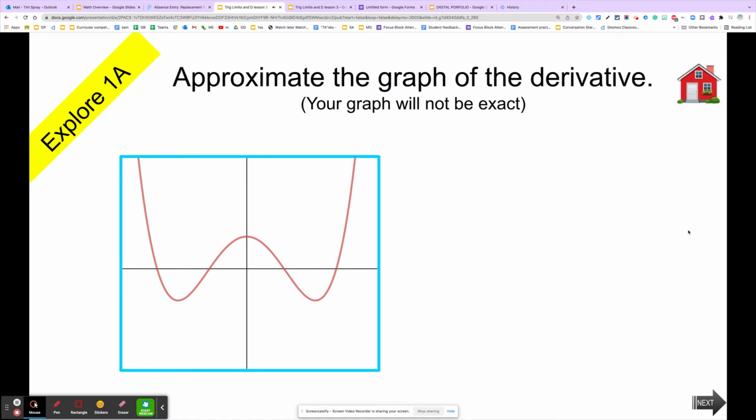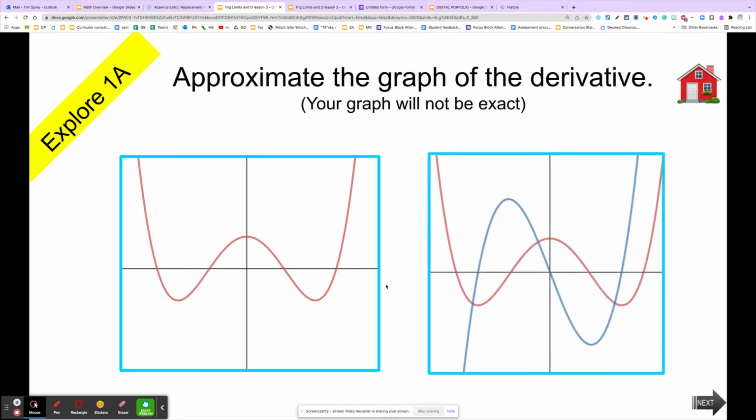Okay, so to warm up, we need to start with what we know. So here's a function, and what I'd like you to do is draw the derivative of this graph. So where is the slope of this sucker 0? Where is it positive? Where is it negative? So take a moment, pause the video, and sketch it.